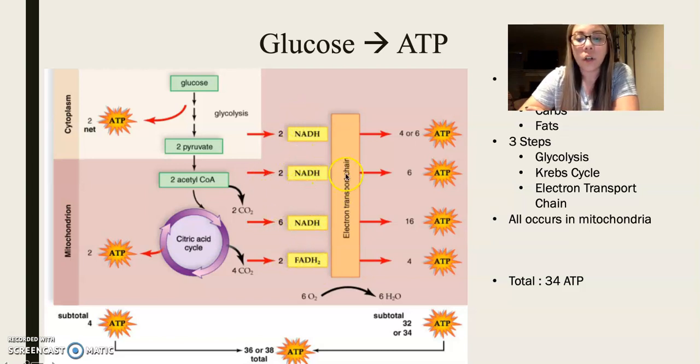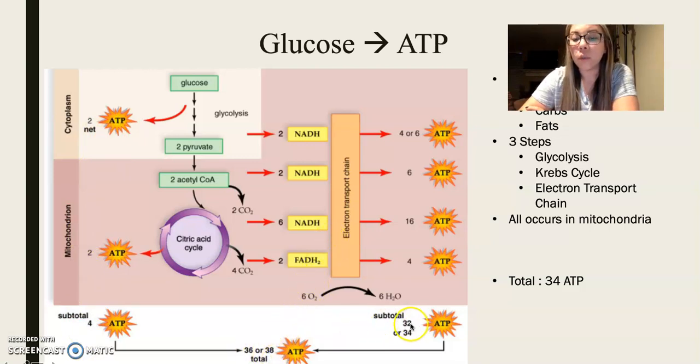These all go through our electron transport chain. When it goes through here, we're getting 4 to 6 ATP, 6 ATP, 16 ATP, and then 4 ATP. We also have to get oxygen, and that turns into water as well, so H2O. And through all of this, as you can see here at the bottom, we start off with the 4 ATP from the glycolysis and citric acid. And then in the electron transport, we're getting the 36 to 38.